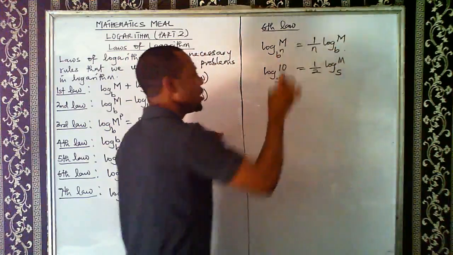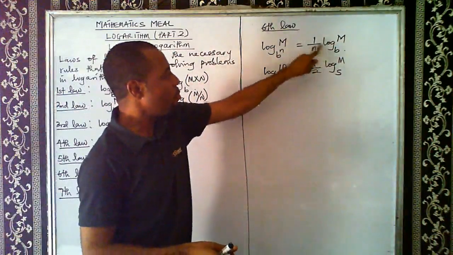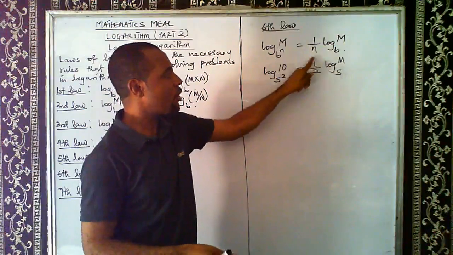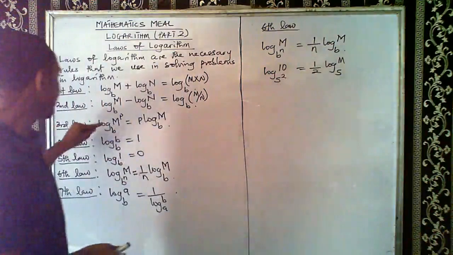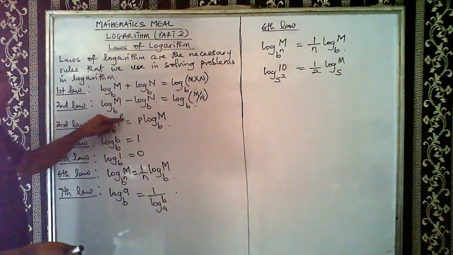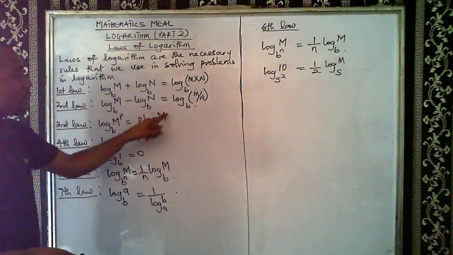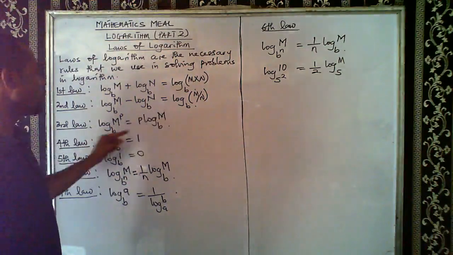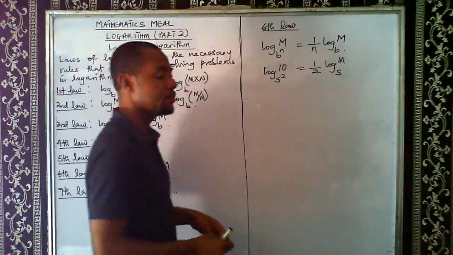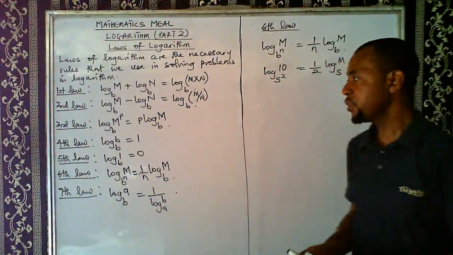Just following the law. So when the power is on the base, when it moves to multiply the log, it will be the reciprocal, 1 over the power. Unlike here, we did not turn it upside down in the third law, because the power is on the number. The power is on the number, so it will just multiply the logarithm. Wow.